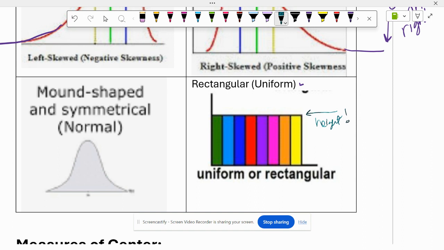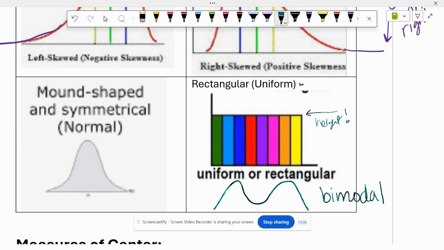There's one more that I didn't add that I kind of drew down here. You might have data that has two bumps in it, and that's called bimodal. Bimodal. Yeah, two humps in it. Why is it called bimodal?